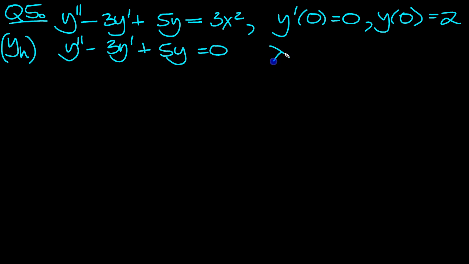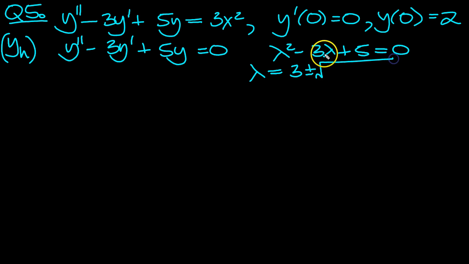Here we can write the associated auxiliary equation, can't we? Lambda squared minus 3 lambda plus 5 equals 0. Now we need to solve this, so let's use the formula. Minus b is minus minus 3, plus or minus the square root of b squared, 3 squared is 9, minus 4 times a, which is 1, times c, which is 5, all over 2a, which is 2 times 1.